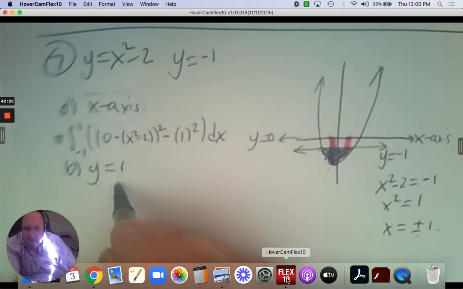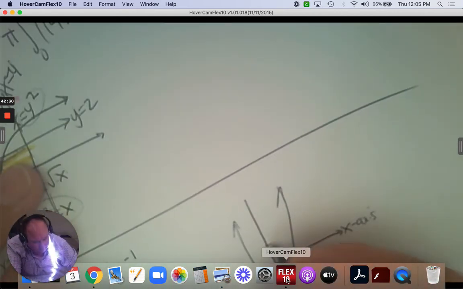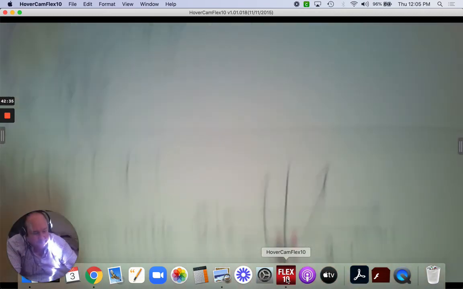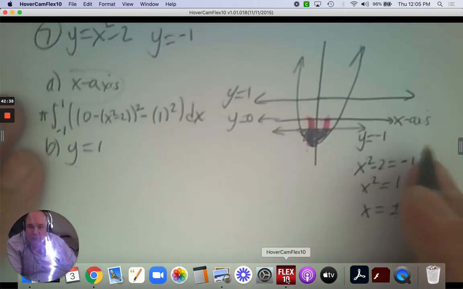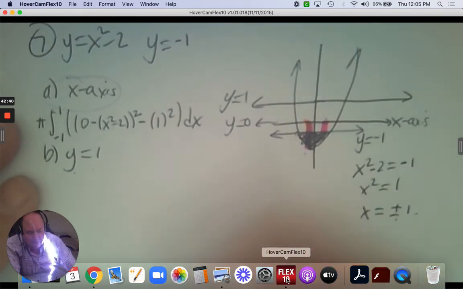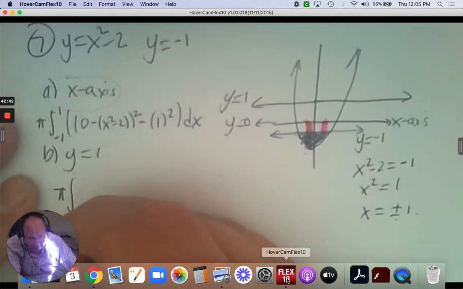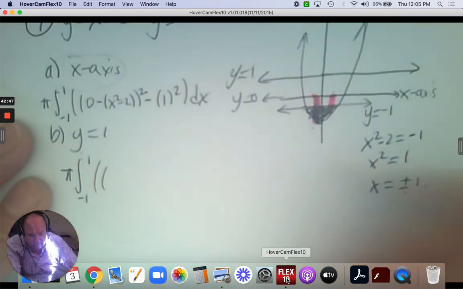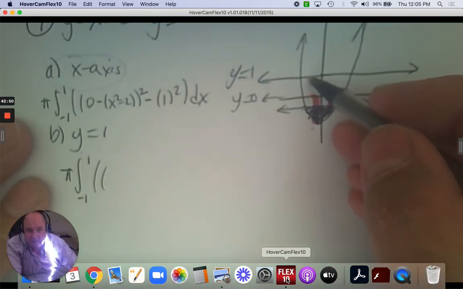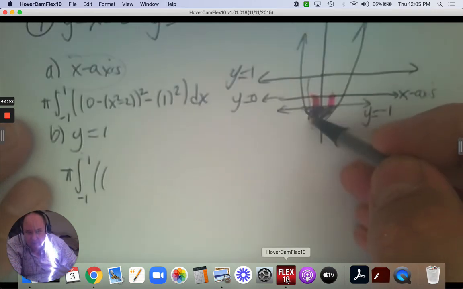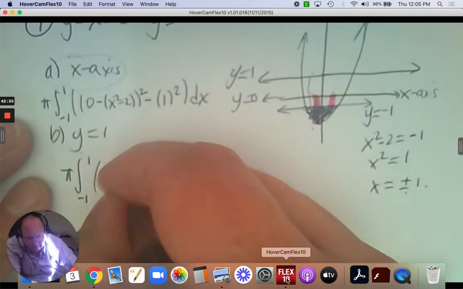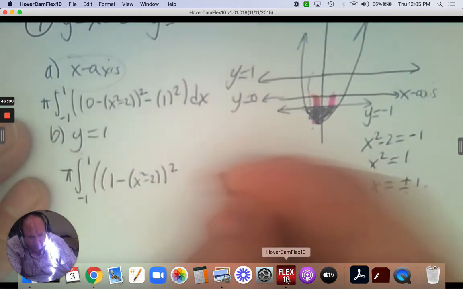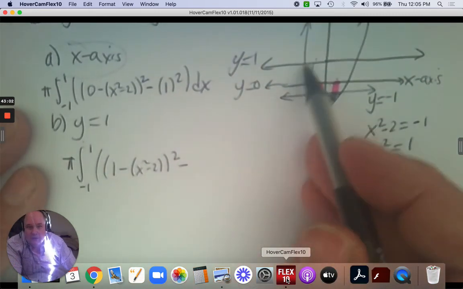Let's do it with y equals 1. So I'm going to draw y equals 1 here. It doesn't need to be to scale. So there's y equals 1. The limits are the same. It's pi, and it goes from -1 to +1. And again, we have 2 radii. The first one, the big radius, goes from +1 all the way through the area. So it's going to be 1 subtract, and it's x squared subtract 2. So top, subtract bottom.